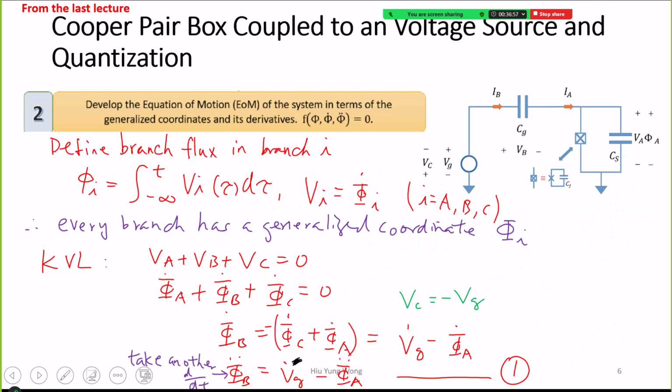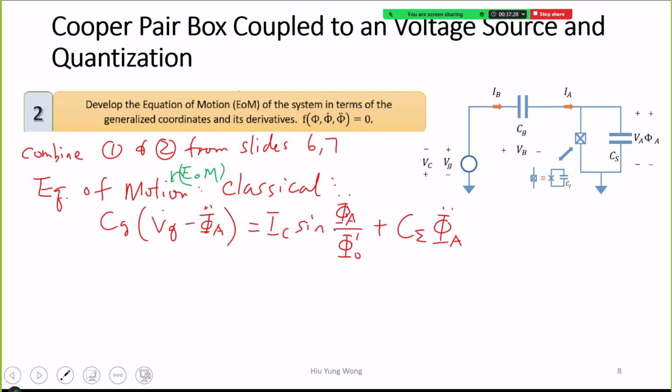Can you tell me why I make this mistake? Why this is a mistake when I convert phi c to Vg? Phi c should be the derivative of Vg. Thank you. That's the mistake I make. It should be the derivative of Vg, right? But somehow I copied this dot to here. So my cheat sheet was correct. Okay, so I should not have a dot here, and I should not have a dot here.